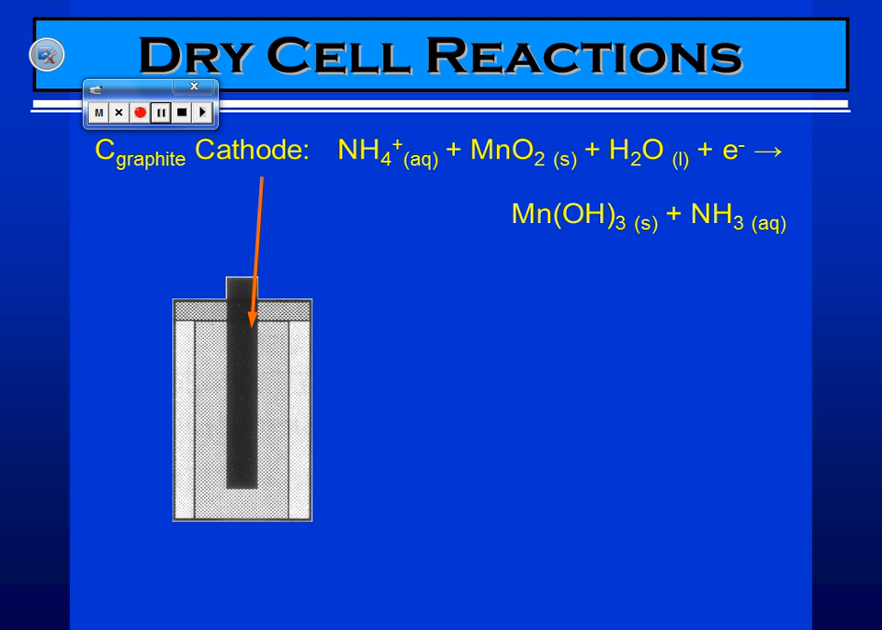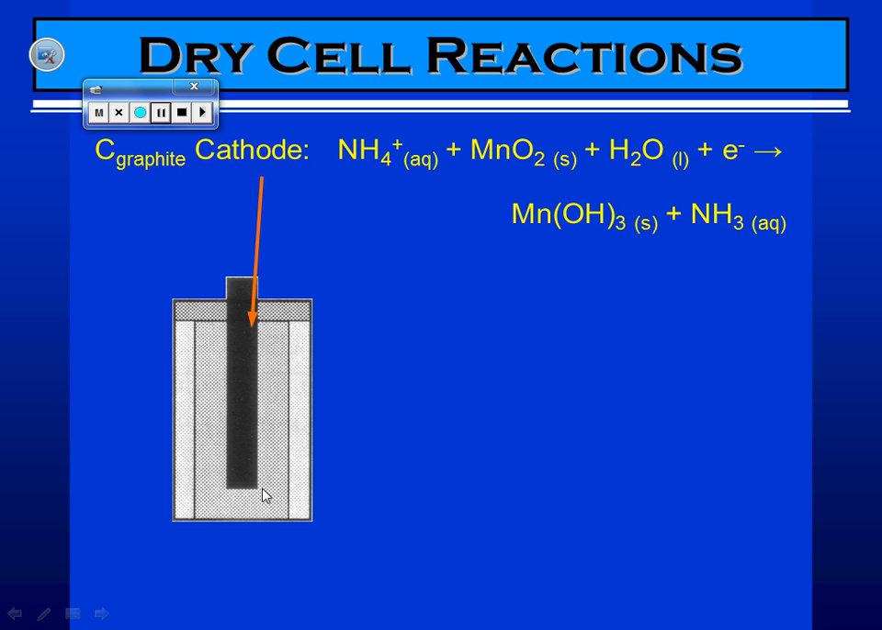The first thing that happens is a cathode reaction. We know at the cathode from our rules, we've got an ox and a red cat. Reduction occurs at the cathode, and this is the reduction equation that occurs at the cathode. We have aqueous ammonium ions reacting with the manganese dioxide. Don't forget the manganese dioxide and ammonium ions are in this region here around the cathode, plus water.